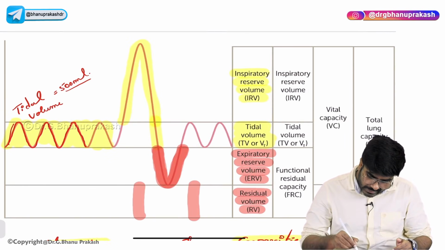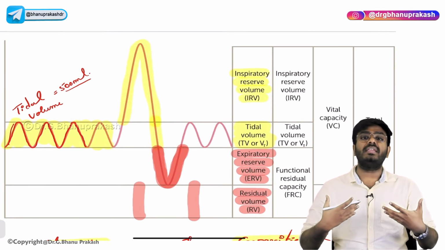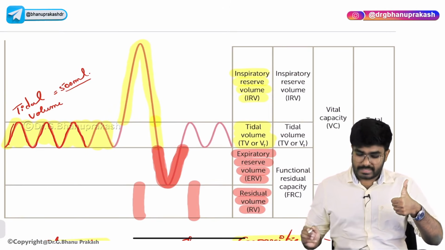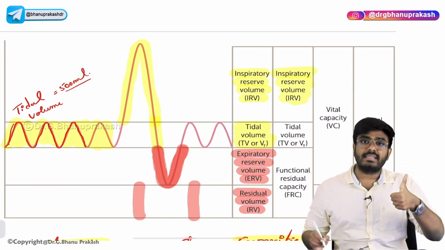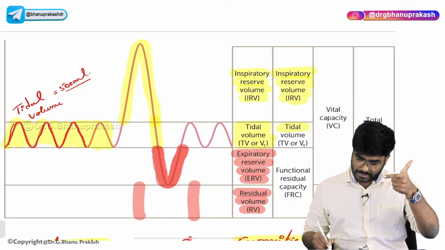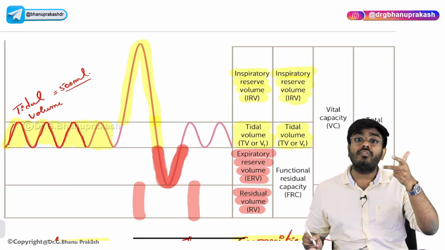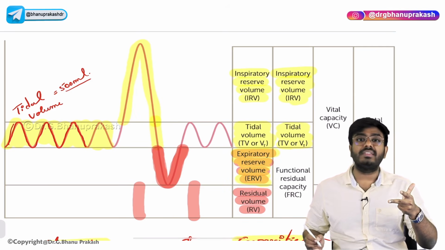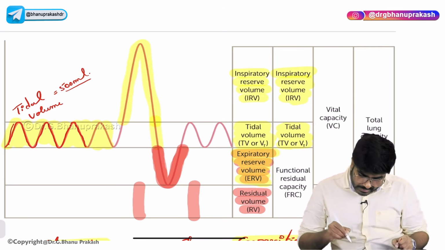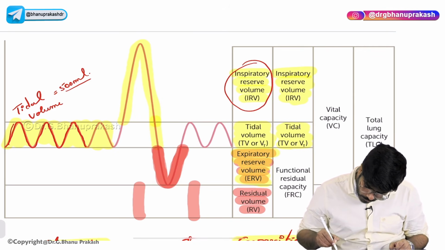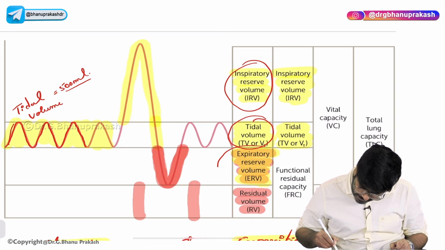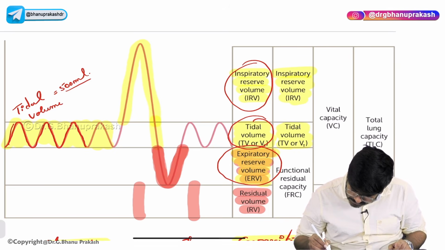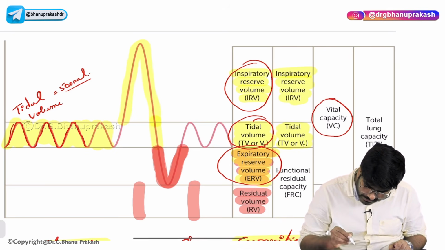See, after taking maximum air into the lungs, now what can I exhale? I can exhale the inspiratory reserve volume, along with that the tidal volume, and along with that even the expiratory reserve volume, these three. So the sum of inspiratory reserve volume, tidal volume and expiratory reserve volume, all these three together is called vital capacity. Okay, don't confuse.